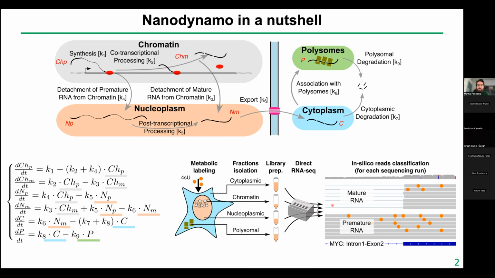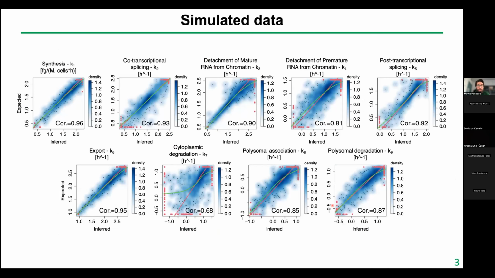But is it enough? So given this information, are we able to really perform our inference task? To answer this question, we created simulated datasets where we know the real kinetic rates, of course, and we can try to recapitulate them. So here you see all the kinetic rates from synthesis down to polysomal degradation. And in each box, you have the expected kinetic rates here and the inferred ones on the other axis. And within each box, we also reported the Spearman correlation coefficient. So looking at these clouds and at the numerical values, we can really conclude that indeed we are able to perform our inference task.